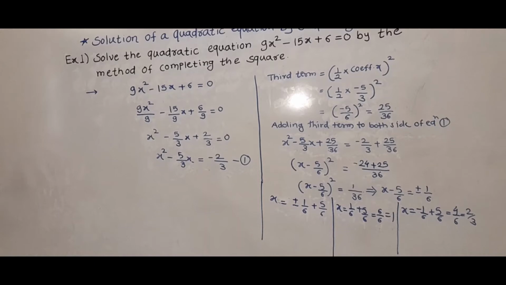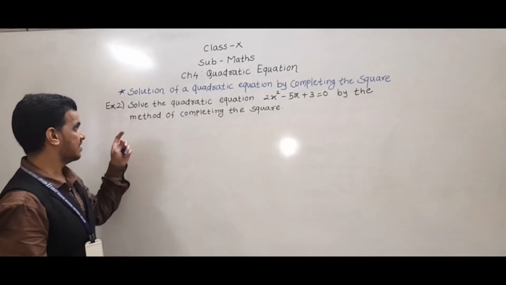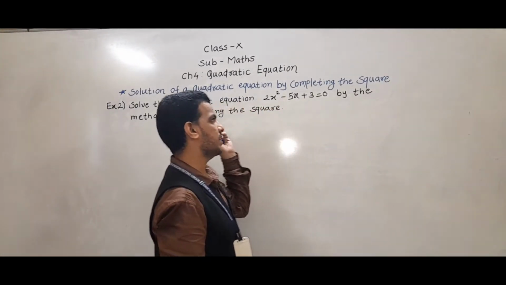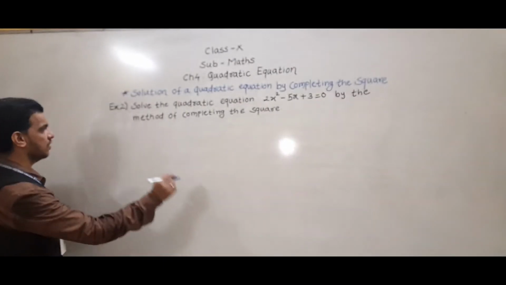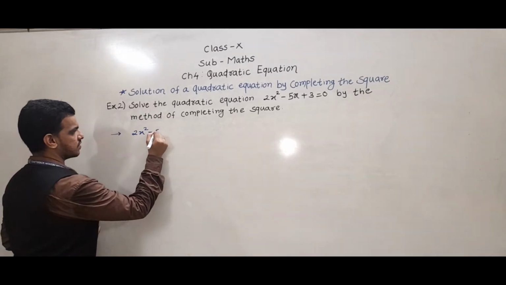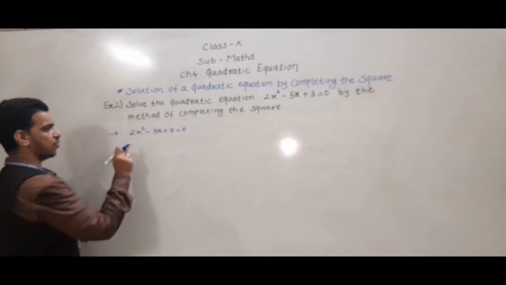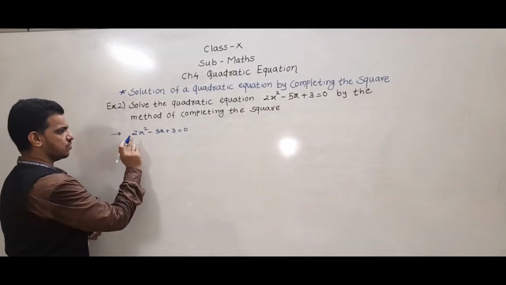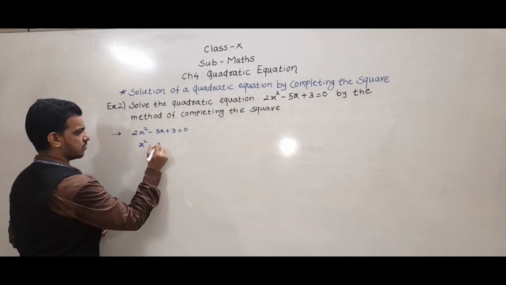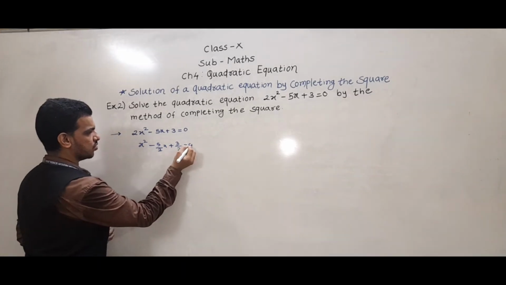Okay. So after that we will take the second example. The second example is: solve the quadratic equation 2x square minus 5x plus 3 by the completing square method. So first step, we write this quadratic equation 2x square minus 5x plus 3 is equal to 0. Then we make the coefficient of x square unity, so divide by 2. So x square minus 5 by 2x plus 3 by 2 is equal to 0.